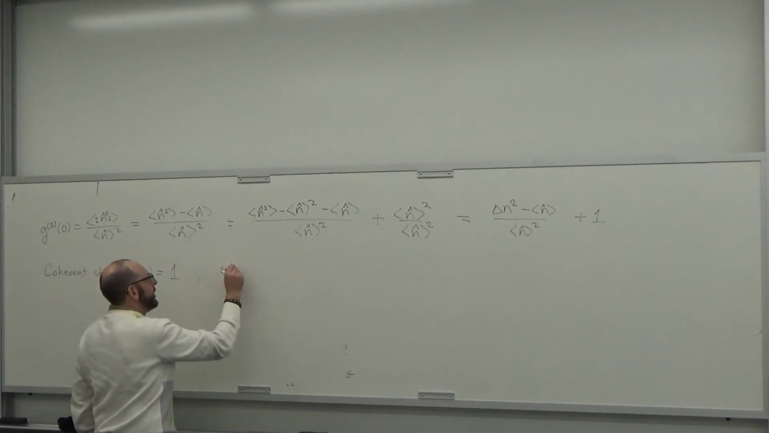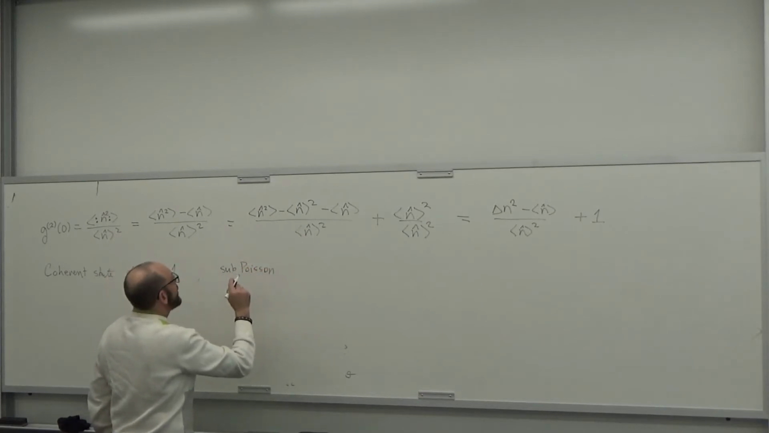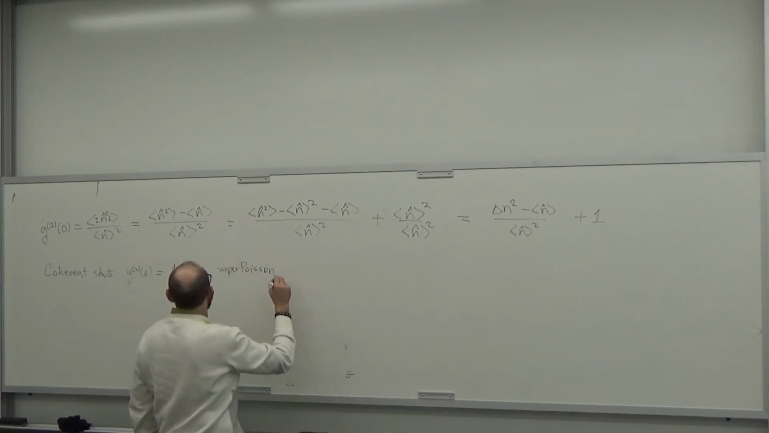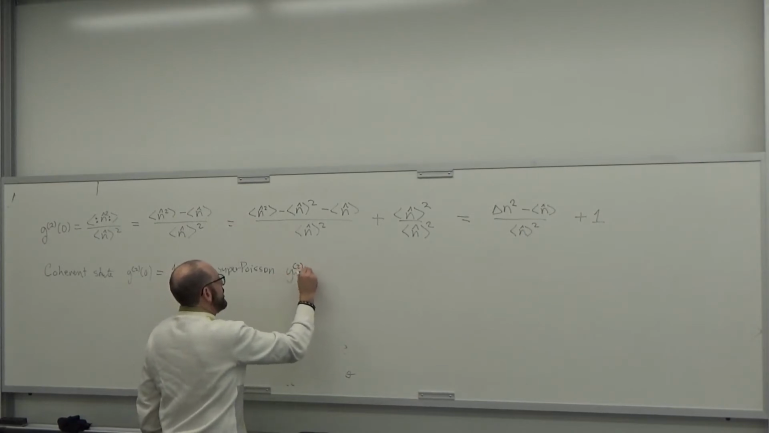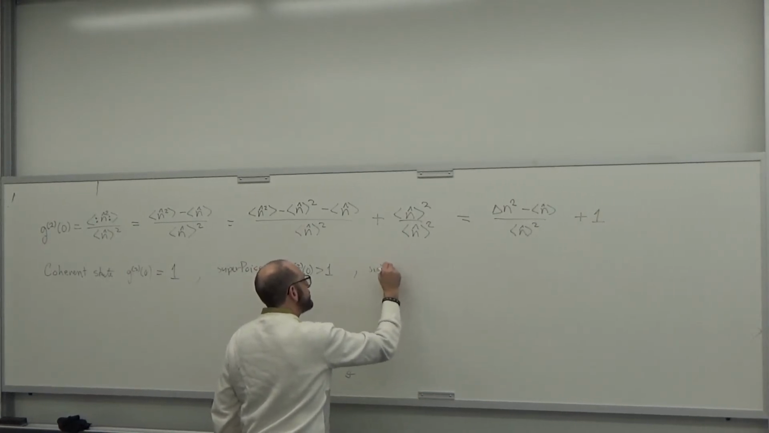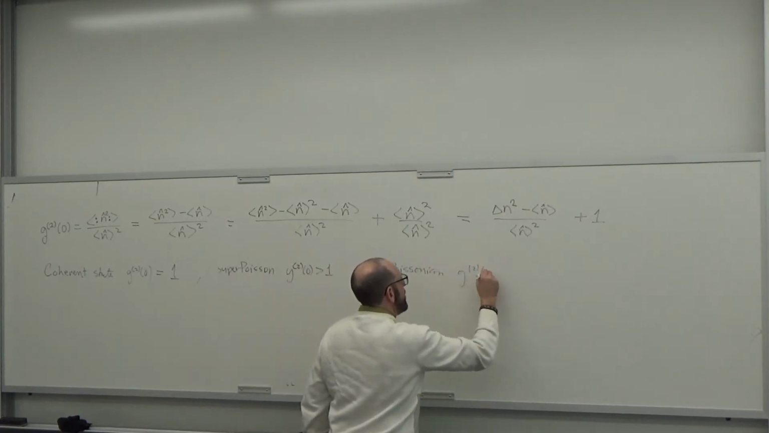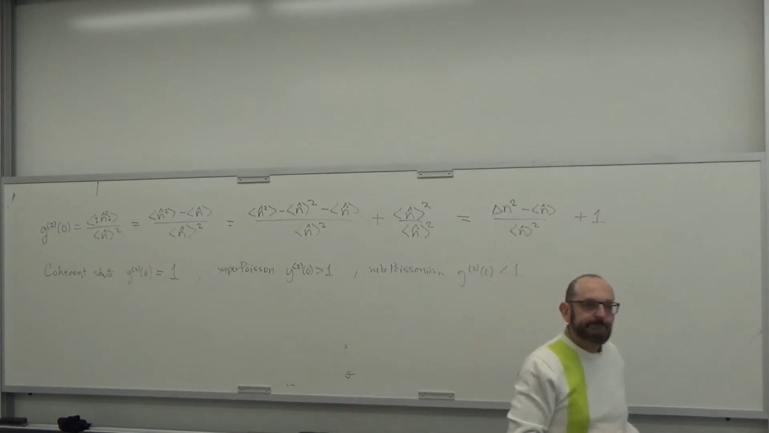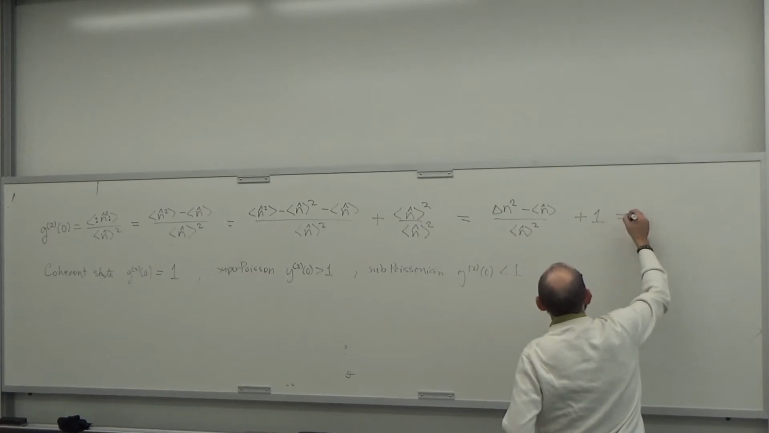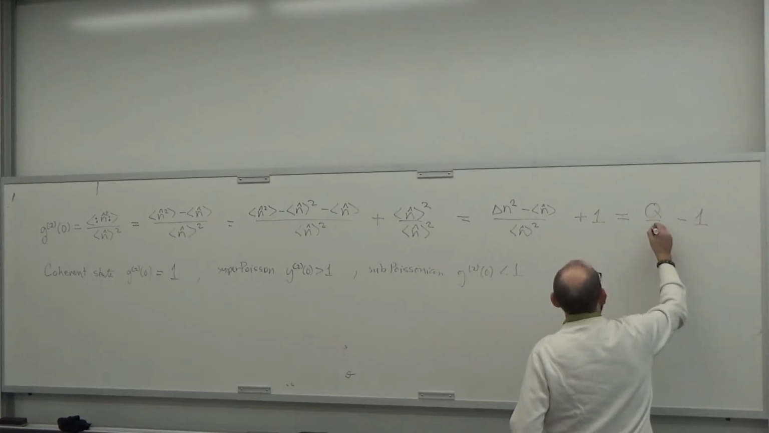For super-Poissonian, either way, let's talk about super, then this is greater than 1, and for sub-Poissonian, G2 at 0 is less than 1. This is sometimes, in some old-fashioned notation, I'm old, so I'll write it this way, as Q over N, average N minus 1.